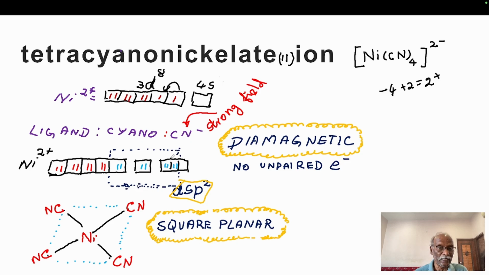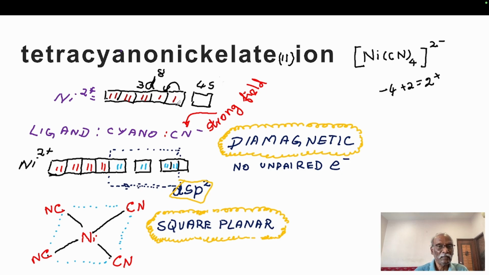From 4p orbital it takes 2 orbitals. Altogether 4 orbitals are mixed up together and we get 4 hybrid orbitals. They are called dsp2 orbitals, equal in energy, equal in shape. They repel each other and thereby they stand at the 4 corners of a square, giving rise to the geometry square planar.